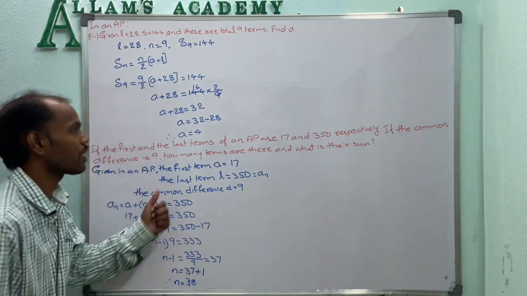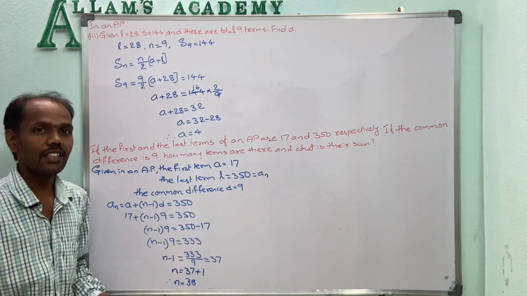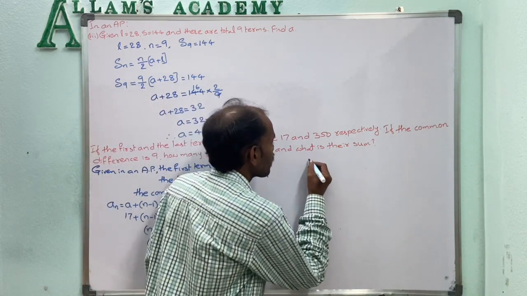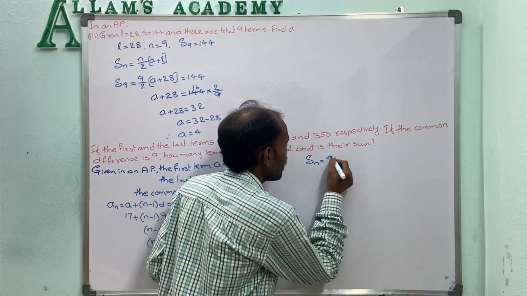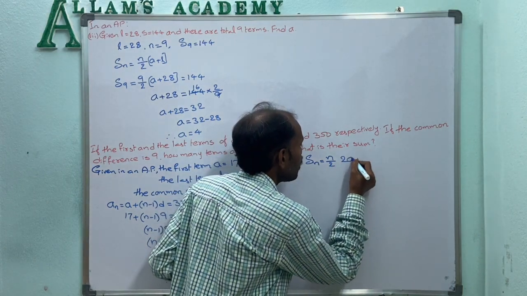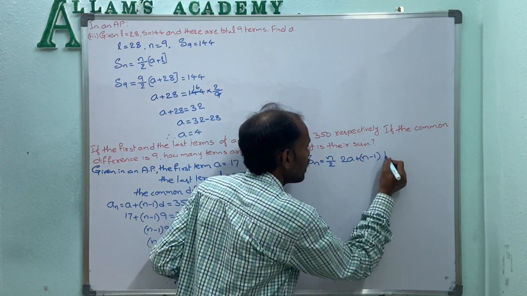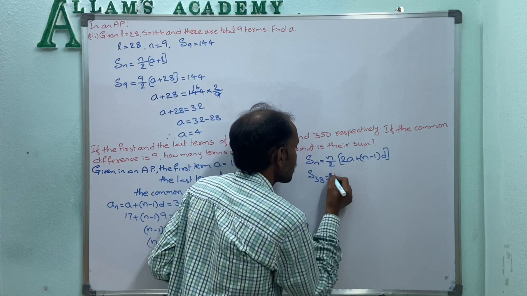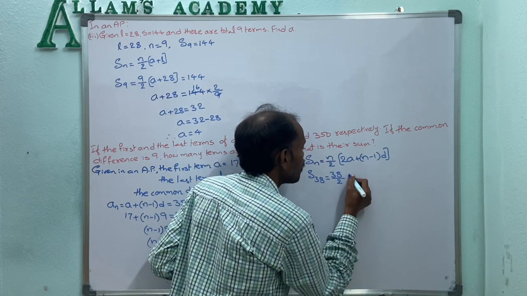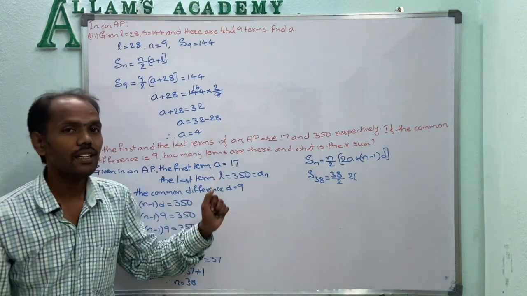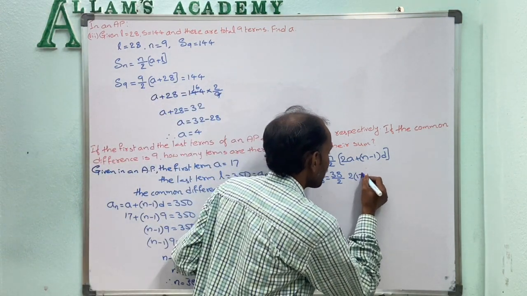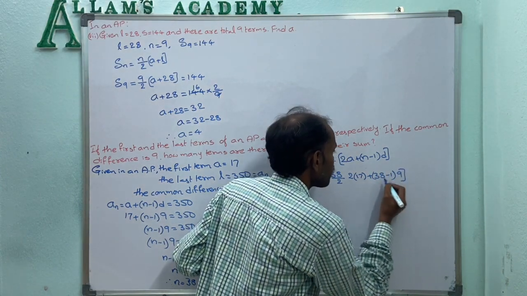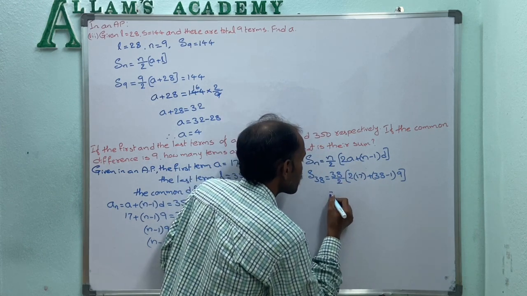So in this arithmetic progression we are given 38 terms. Now the sum of these 38 terms is asked. So the principle: Sn, the sum of n terms, is equal to n by 2 into (2a plus (n minus 1) into d). Here we want to find 38 terms. So S38 is equal to 38 by 2 into (2 into a, where the first term is 17, plus (38 minus 1) into the common difference 9). So 38 by 2 is equal to 19.